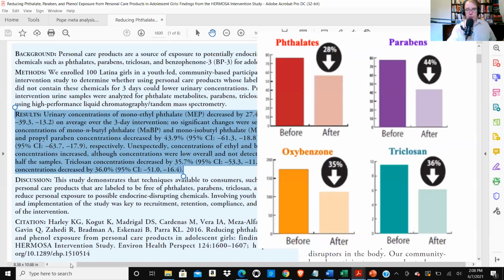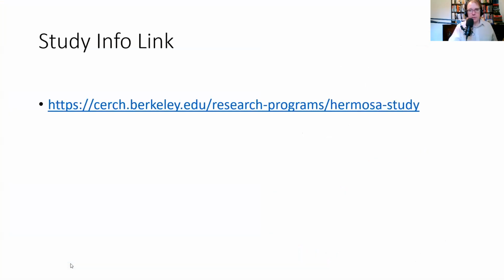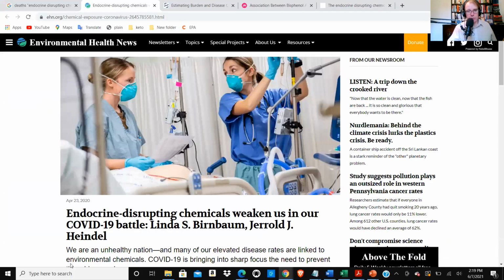And look at what they found. Phthalates were down 28%. Oxybenzone down 35%. Triclosan down 36%. Parabens down 44%. They were still there, but these were massive and significant decreases just on the choice of one aspect of their lives for just 3 days. Right? So there's the link to the Hermosa study at Berkeley, really a super study.